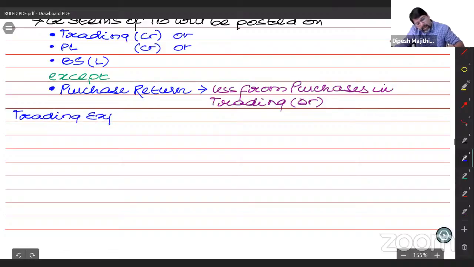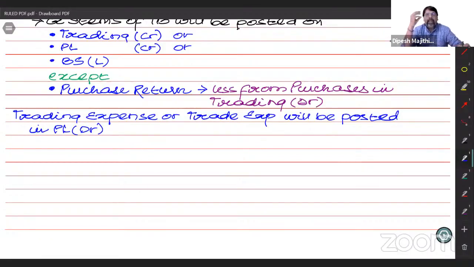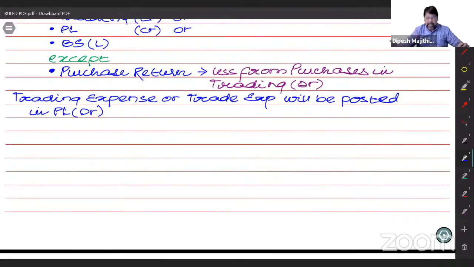Trading expense or trade expenses will be posted in P&L account. Usually this is a very clear doubt. People think that trade expenses will come in trading. No, trade means sales. These are selling expenses which will come in PL. So trading expenses or trade expenses does not come in trading account. It comes in P&L account chartered. Am I clear? Yes, sir.